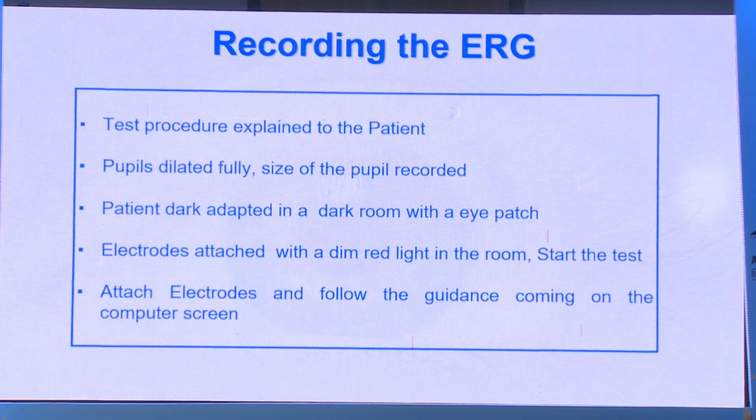For recording the ERG, the test procedure is explained to the patient. Pupils are fully dilated, and the size of the pupil is recorded. The patient is dark adapted in a dark room with an eye patch, electrodes attached, with a dim light in the room, and we start the test. Attach the electrode and follow the guidance coming on the computer screen.